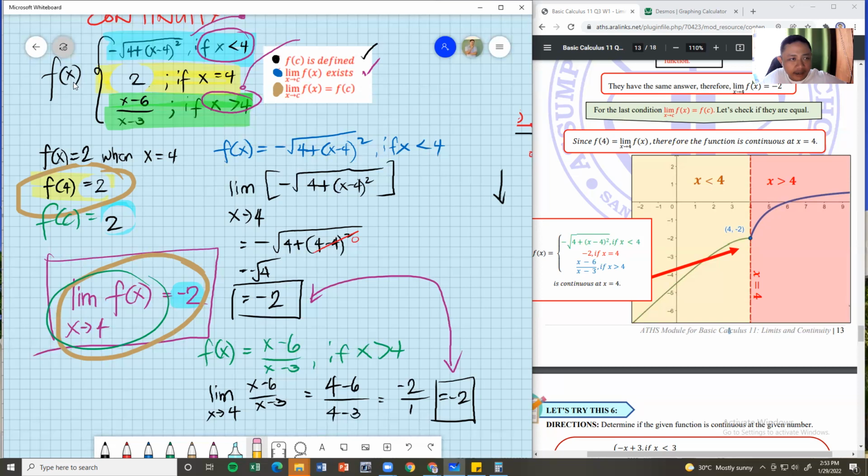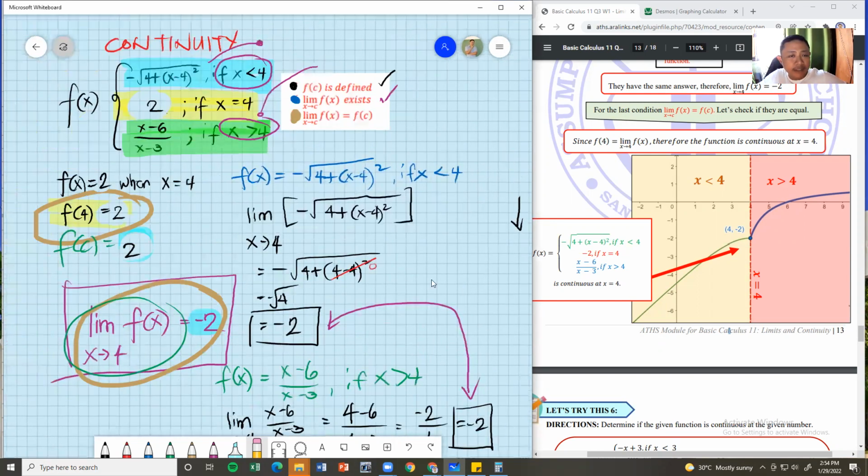Our f of c is equal to 2, and the value for our limit is negative 2. The question is, are they equal or not? They are not equal, correct? One of your classmates said, because the values do not match, the second to third condition will not be met. And that's correct. Very good.